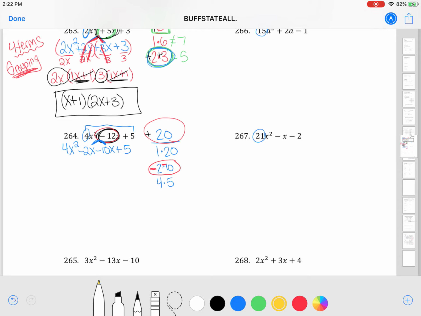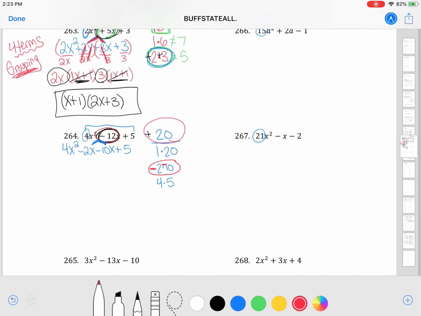A question that I usually get, and please do not write what I'm about to write in yellow, is if these two can be reversed. Can you write minus 10x minus 2x instead? Absolutely. You would get the correct answer. Your work will look different than mine, but it'll still get you the right answer. So it does not matter what order you write those two terms in.